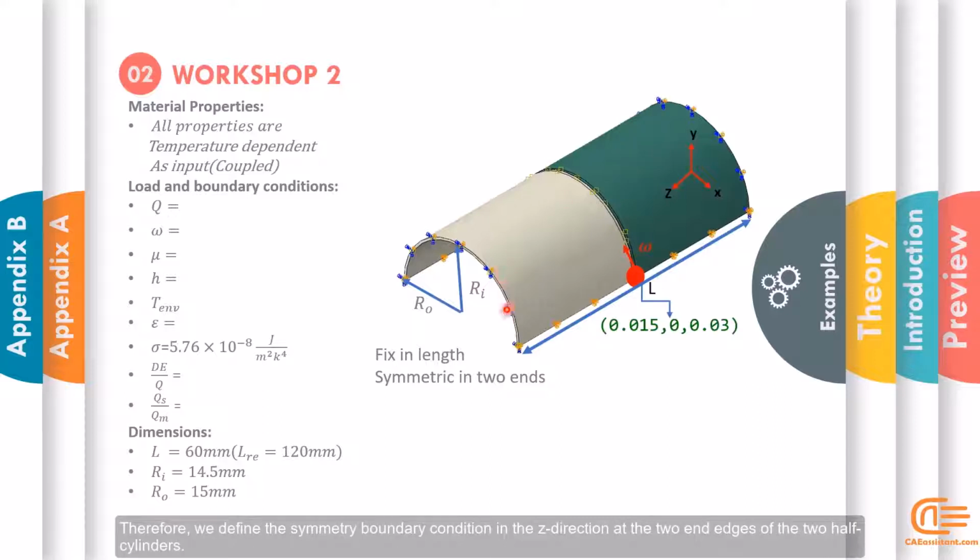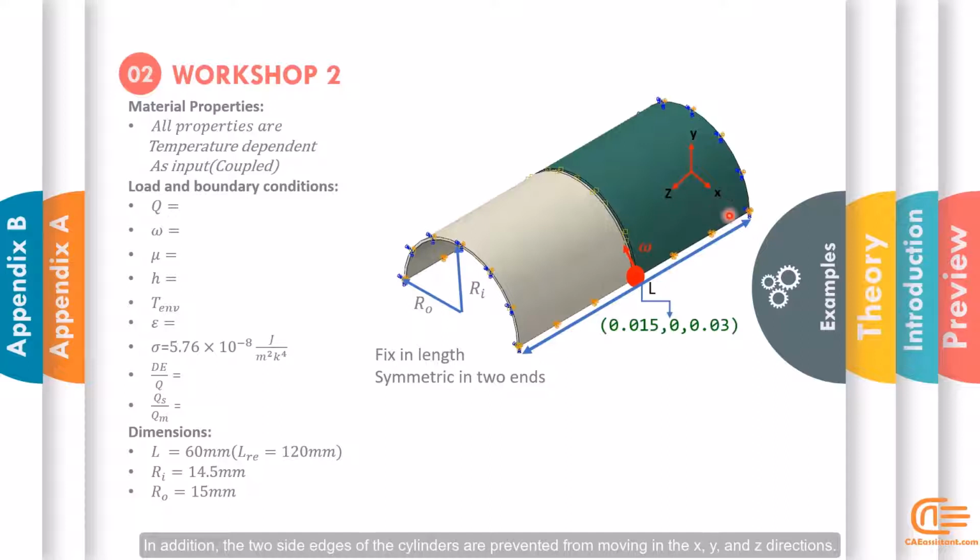Therefore, we define the symmetry boundary condition in the Z direction at the two end edges of the two half cylinders. In addition, the two side edges of the cylinders are prevented from moving in the X, Y, and Z directions. The amount of heat that the laser produces when moving is equal to 2,300 joules. The geometric characteristics of the parts are specified here.